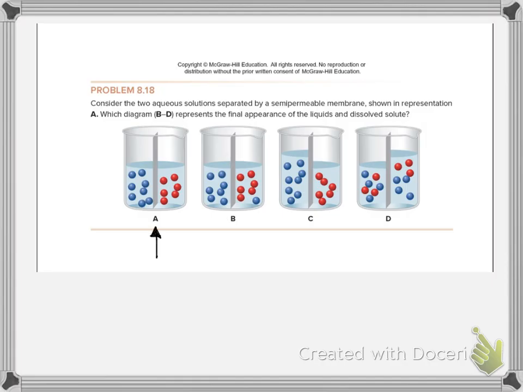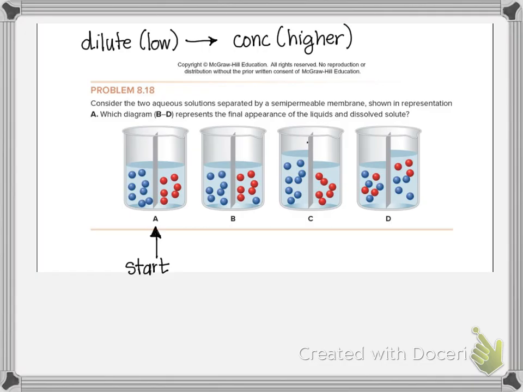Okay, so this is where we're starting. Then it says, which diagram, B through D, so you have to choose B, C, or D, represents the final appearance of the liquids and the solute. Now, what we need to remember is that the water is going to flow from the side with the dilute or low particle concentration to the concentrated or high particle concentration. And so you need to think about the particles.